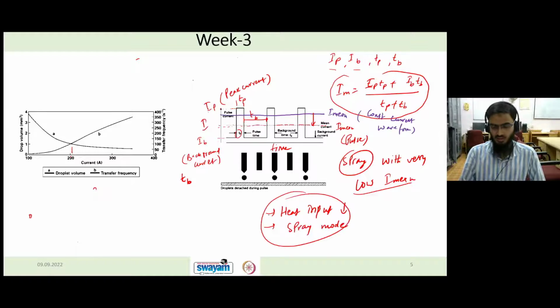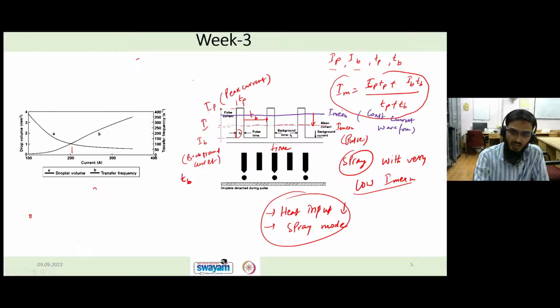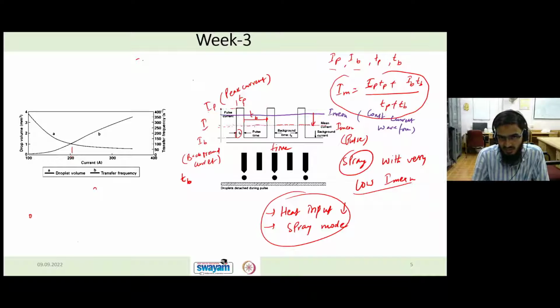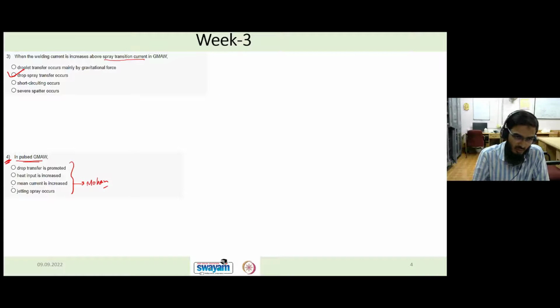So these are the very big advantages that we will be achieving using a pulse type of GMAW process. Now, coming to the problem, in pulse GMAW, as I told, the mean current is going to decrease, right? Here you can see the mean current is this one, and the conventional process has mean current this one. So mean current is going to decrease. It's not going to increase. So what you said, Mohan, is not correct. Mean current is going to decrease basically.